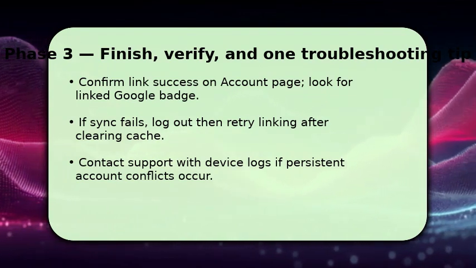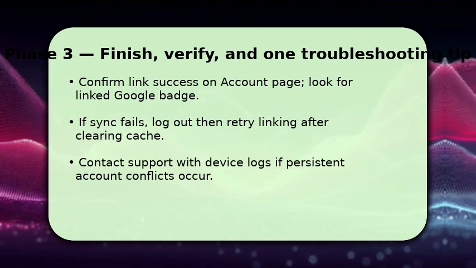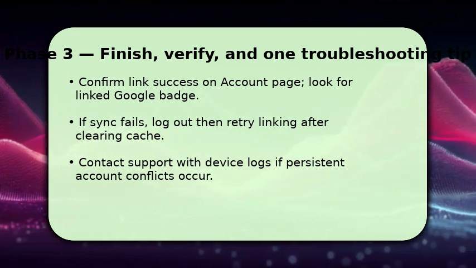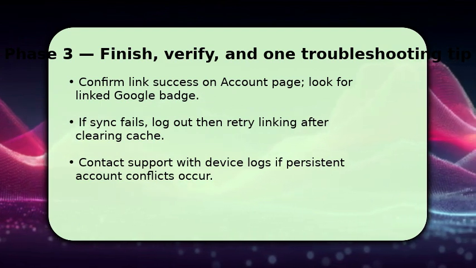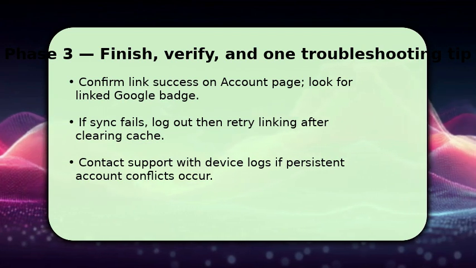That proves success. If the link fails, first log out of both apps, clear the game cache, and then retry. This resolves most token or cache conflicts. Make sure to retry on a stable network because interrupted authorization can leave a partial link.